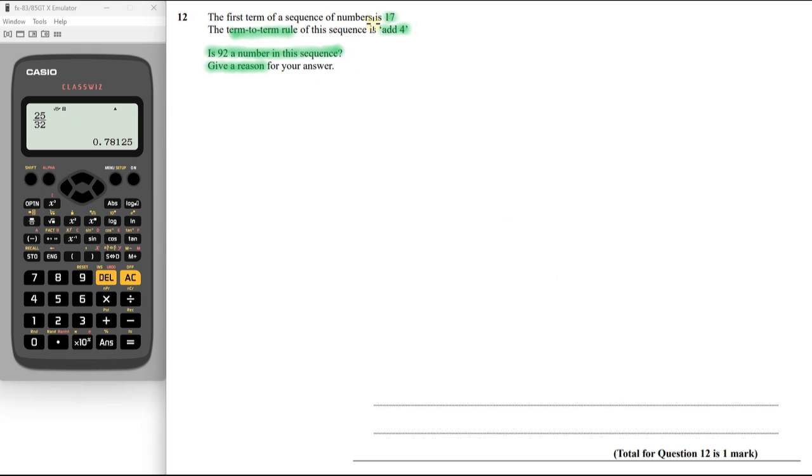So what we're doing, we're starting off with 17, so let's just write that down. And the term-to-term rule is add 4, so we're adding 4 each time. So 17 plus 4 is 21, and then the next number will be 25, the next number will be 29, and then 33, and then so on and so forth. So we need to work out, is 92 in this string? Now, I know straight away that the answer is no.